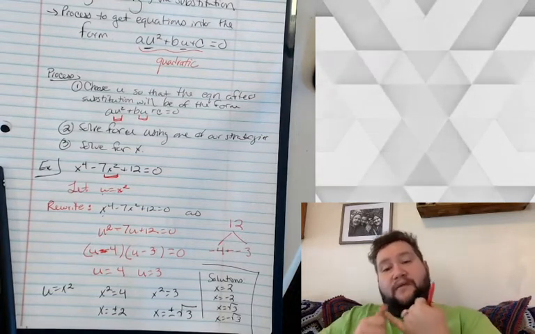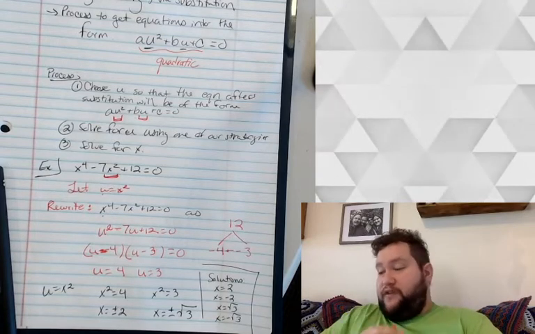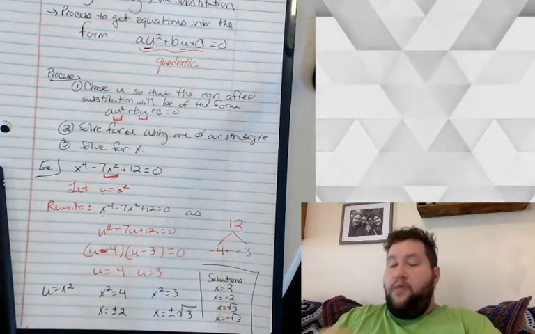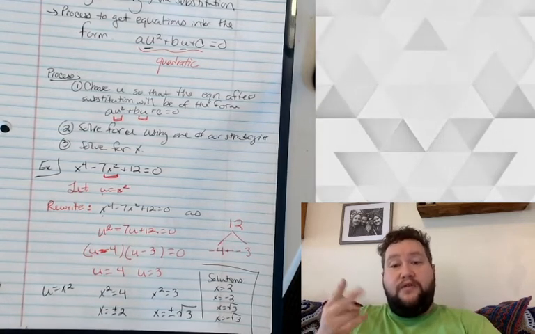If we didn't have one that worked, we know we either messed up when we were solving for u, so we should recheck this work, or we made a mistake when we were solving for x, and we need to recheck that work. So there are 2 places we need to check.